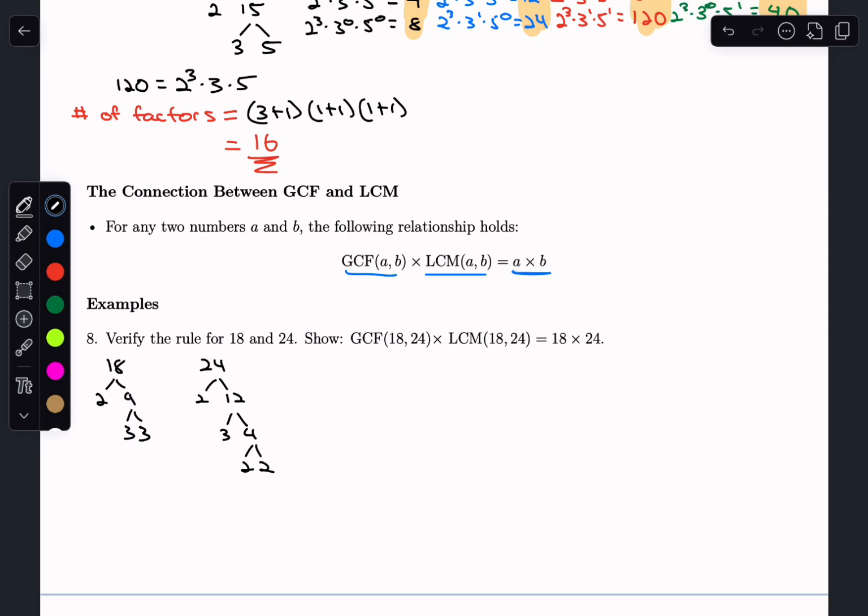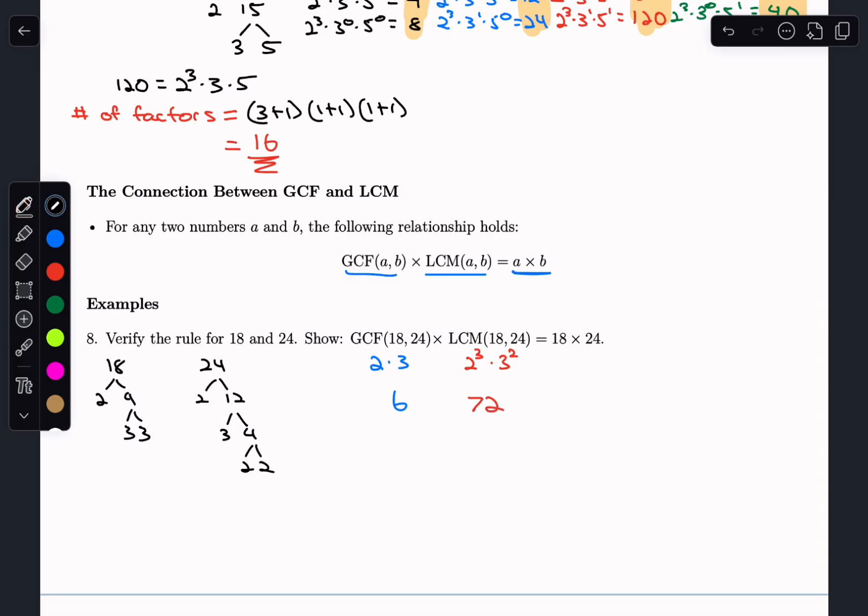So if we find the GCF of these numbers, they both have a 2 and they both have a 3. So our GCF is going to be 2 times 3. For the LCM, the most 2's I see is 24 has 3 2's, so 2 cubed. 18 has 2 3's, so 3 squared. And that catches all of our factors. So we have a GCF of 2 times 3, which is 6. An LCM of 2 cubed times 3 squared, which is 8 times 9, so that's 72.